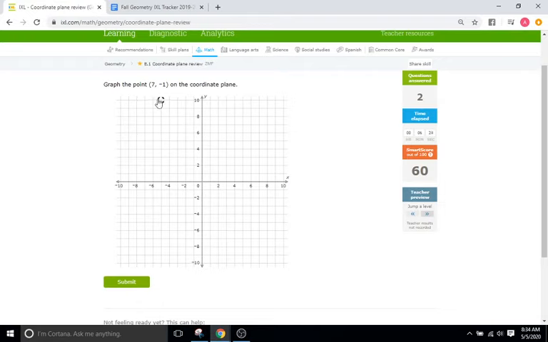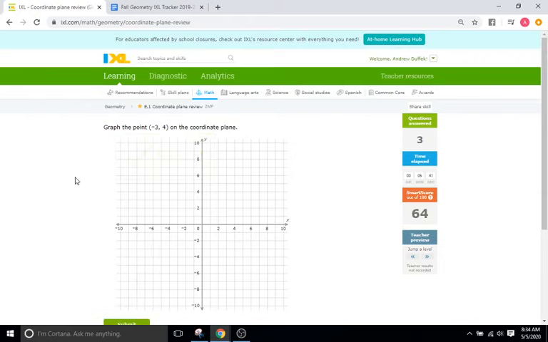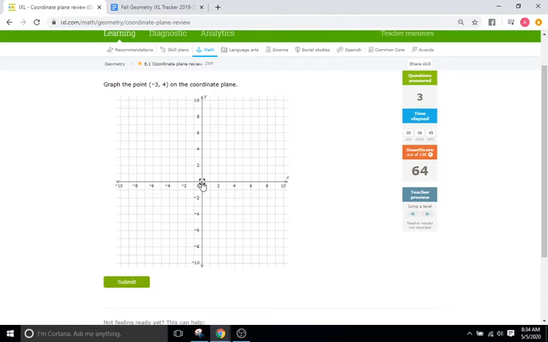Graph the point 7, -1 on the coordinate plane. Okay. So we start with the x. We go to +7, which is right here. And then -1 on the y. So we just go down 1. That's going to be 7, -1. Graph the point -3, +4. Okay, so we start here at the origin. We go to -3, and then we go +4.